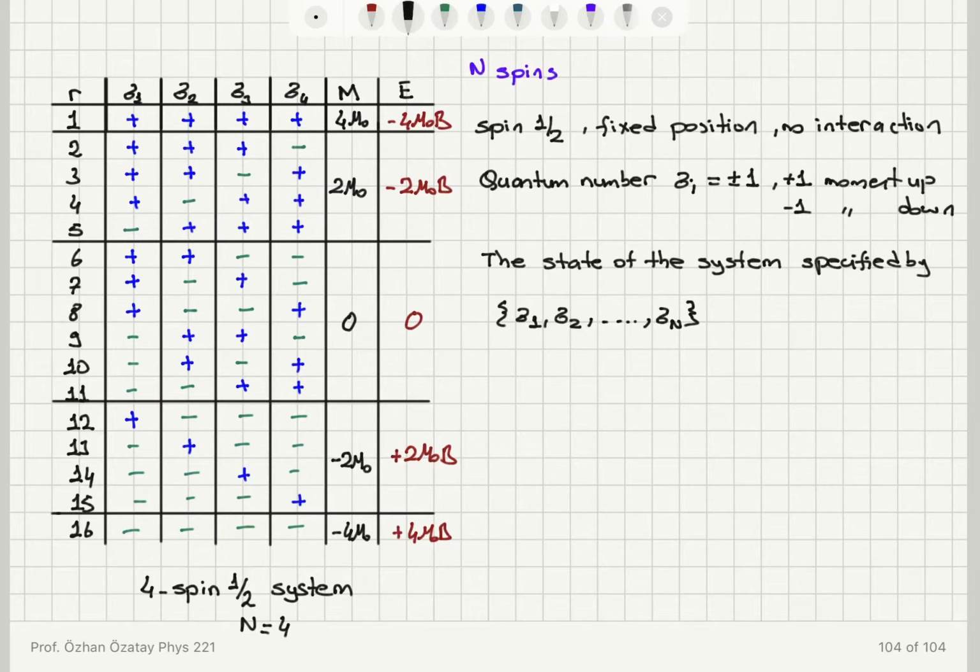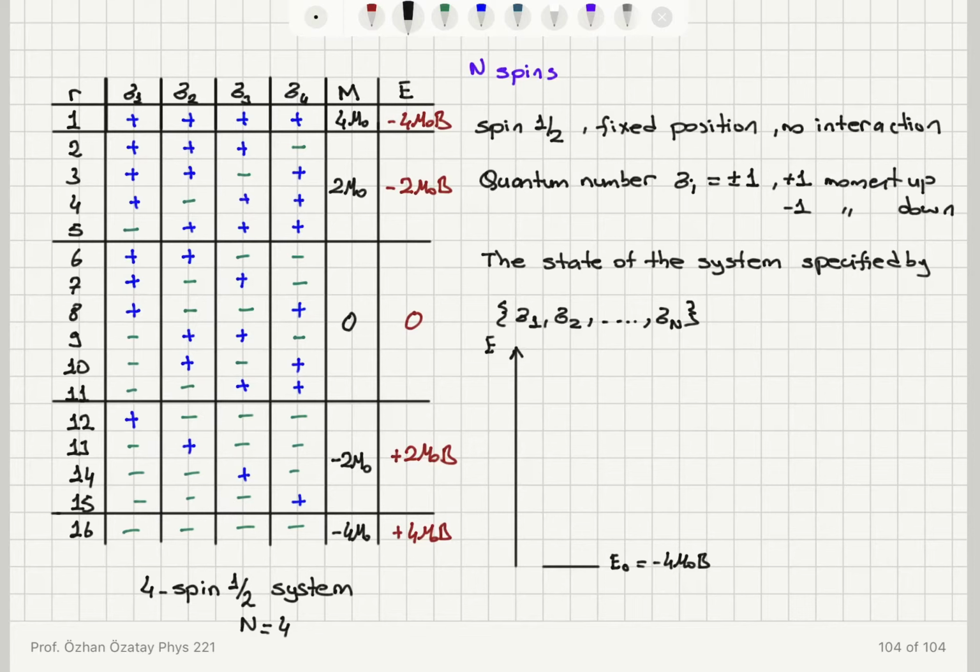Now if I want to show this on an energy level diagram, so here is the energy. Which one is the ground state? The ground state, remember, is the one that has the lowest possible energy. So the one that has the lowest possible energy is the first one. So there the corresponding energy is E0, which is minus 4 mu 0 b, and this is a non-degenerate quantum state because there is only one quantum state that corresponds to the ground state.